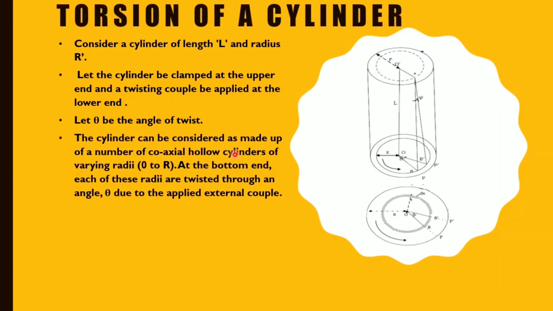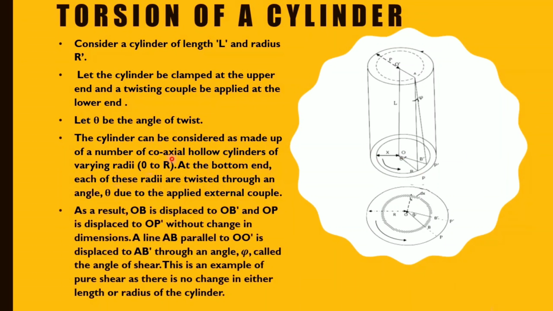Now, the cylinder can be considered as made up of a number of coaxial hollow cylinders of varying radius. So it can be many hollow cylinders with various radii, from 0 to R. The bottom ends of each of these are twisted through an angle, and this angle is theta, due to the applied external couple.